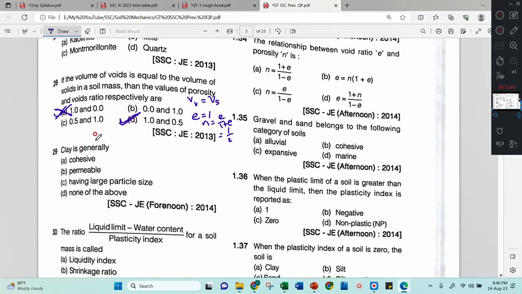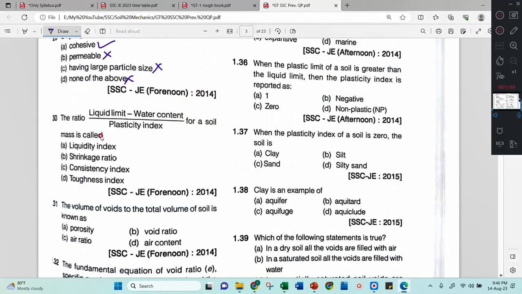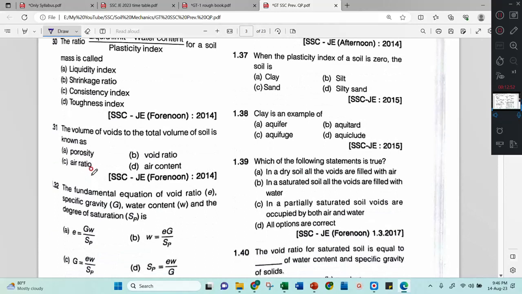You can answer this question. Clay is generally cohesive, correct answer. Permeable, wrong answer. Having large particle size, wrong answer. None of them, wrong answer. That is cohesive. This, skip. Now, the volume of voids to the total volume of the soil. Volume of voids to the total volume of the soil, Vv by V, porosity. Correct answer.